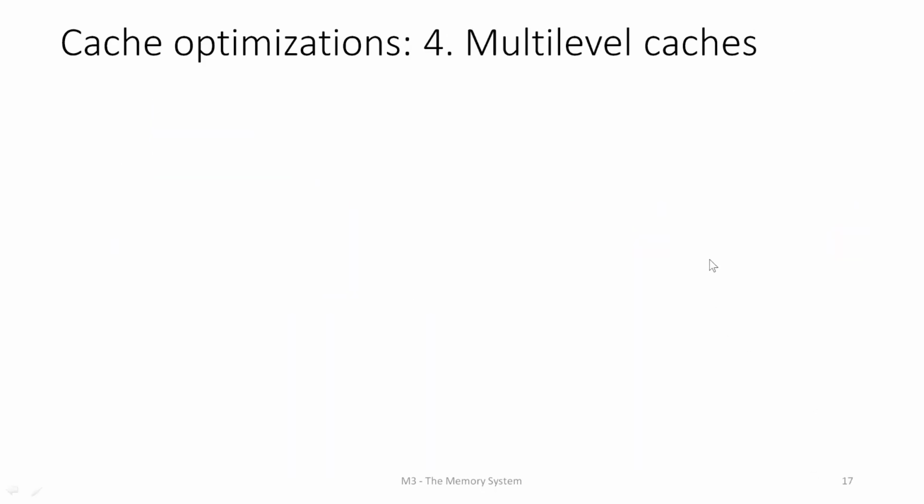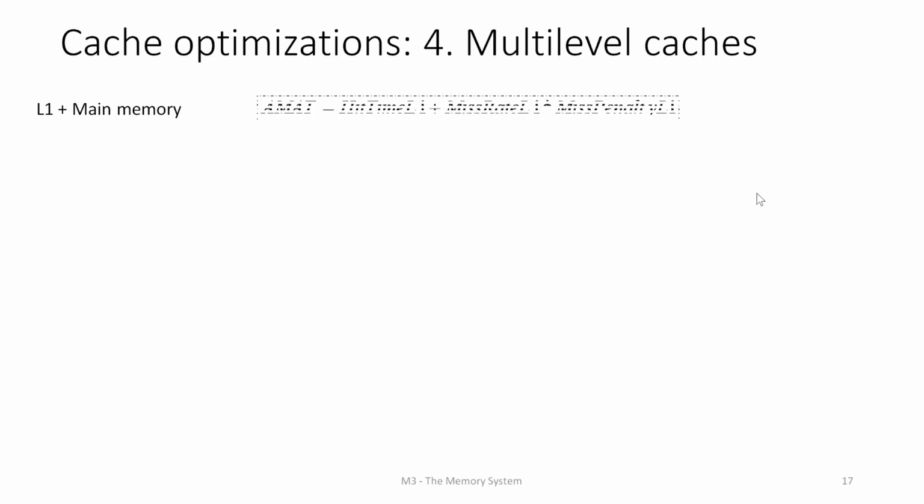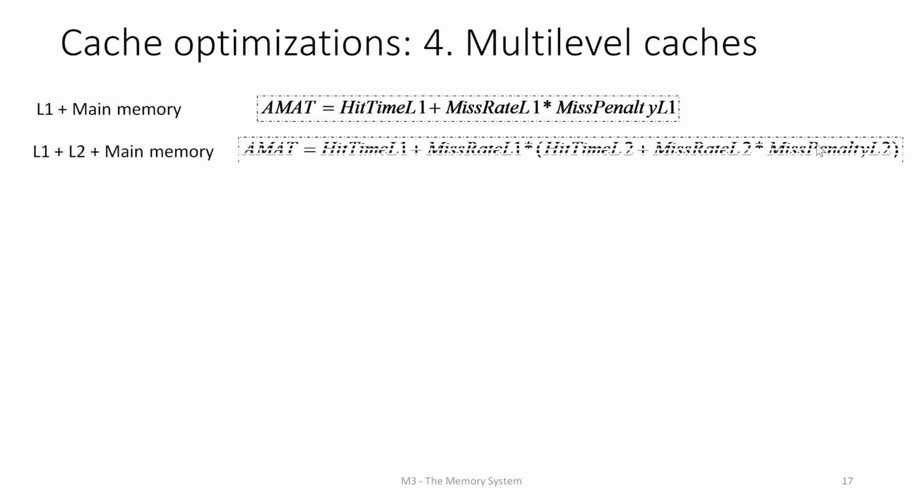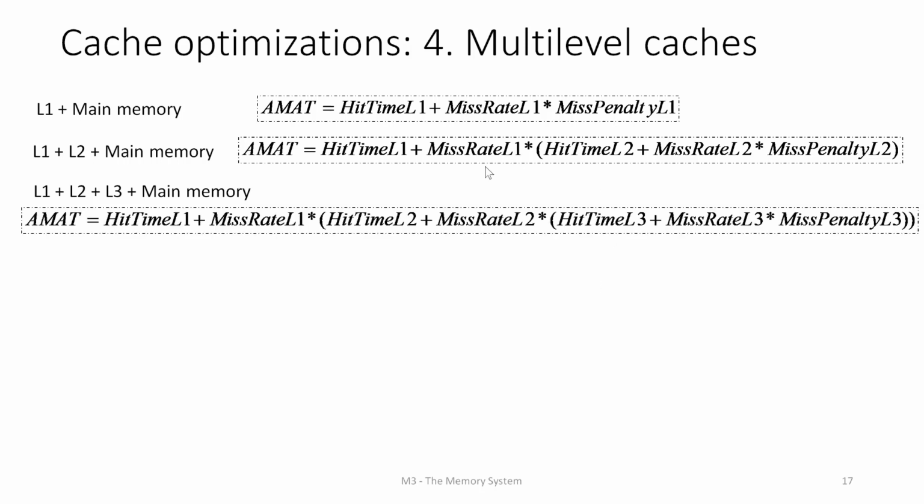The fourth optimization is multi-level caches. We already know that all the modern processors employ 2 or 3 levels of cache. It's because of this optimization. Now let's look at the AMAT equation quickly. If we consider only L1 cache followed by main memory, this would be our AMAT equation, where the miss penalty of L1 is the access time of the main memory. If we extend it with a second level, the AMAT equation gets expanded, and this would be the AMAT for level 2. If we have 3 levels of cache, again the second equation gets expanded to the third equation with the AMAT value of L3.